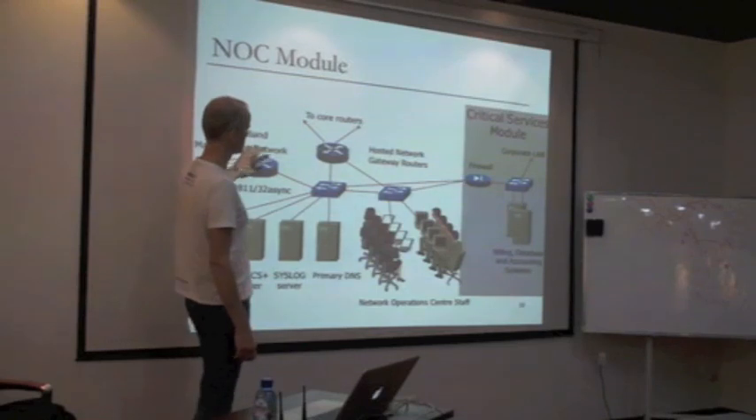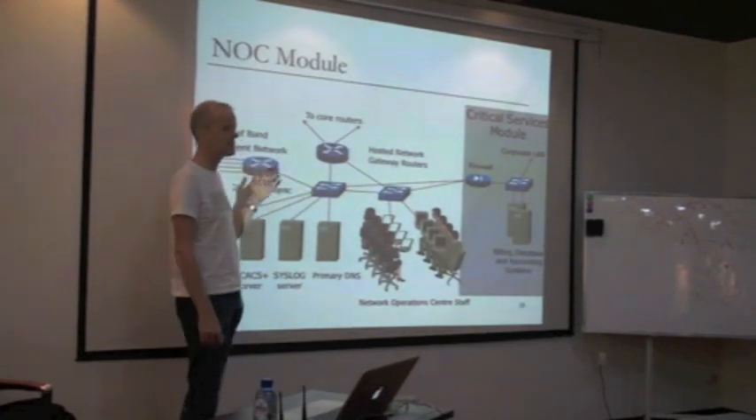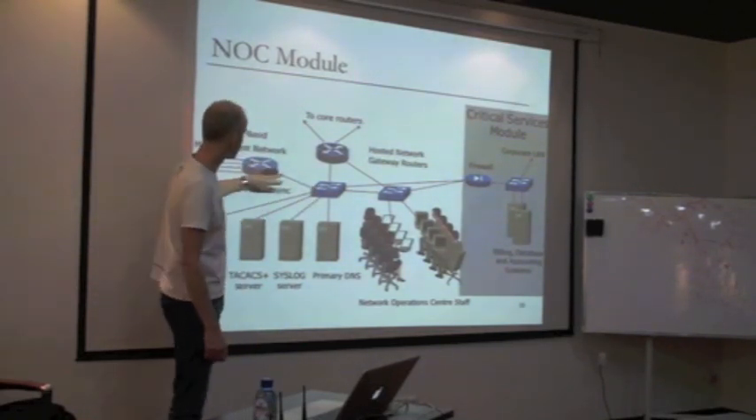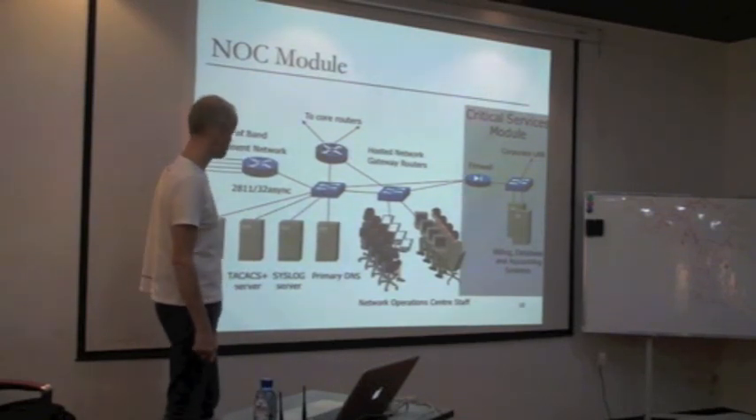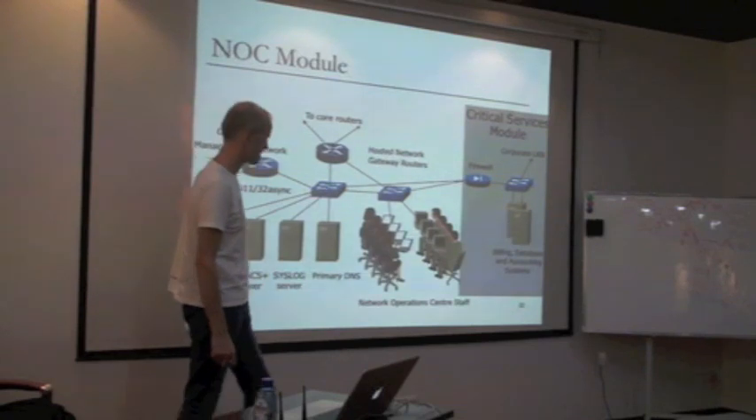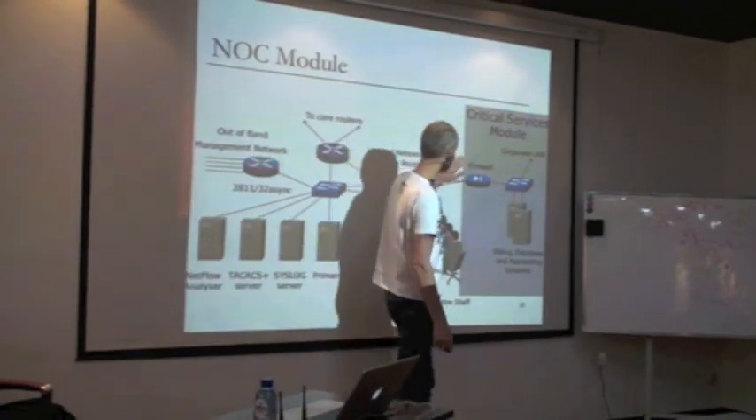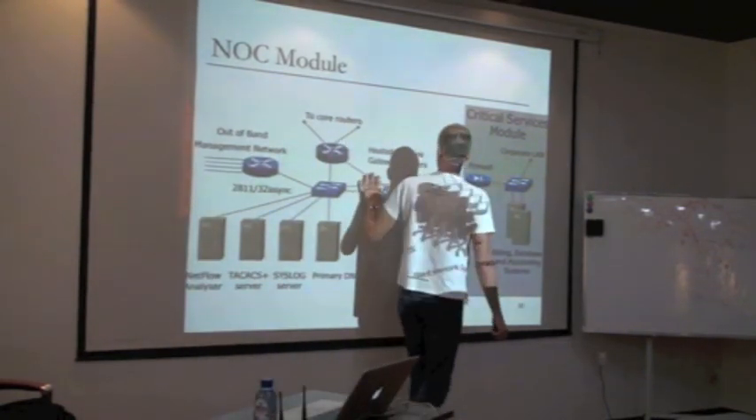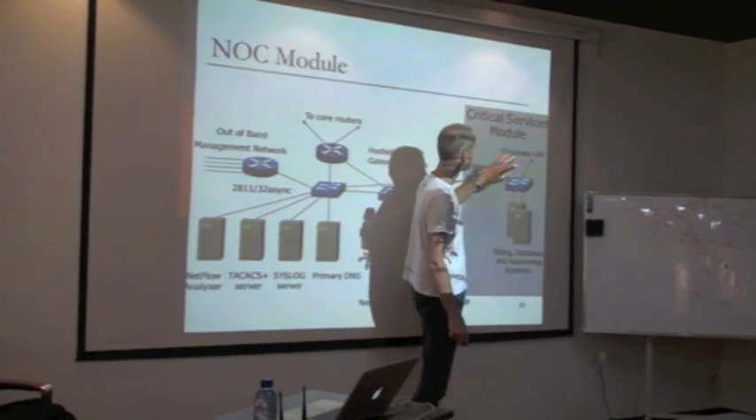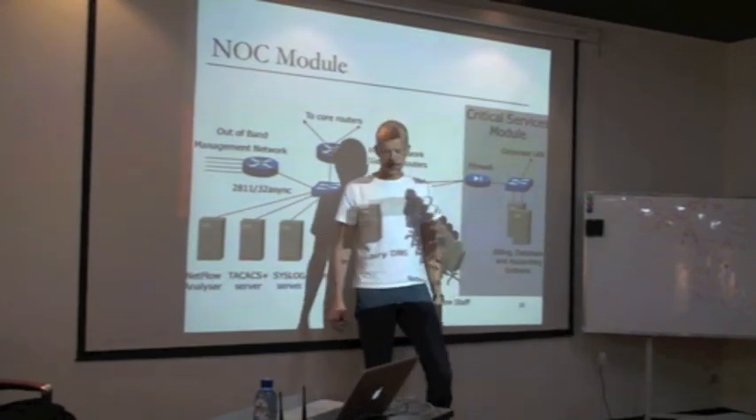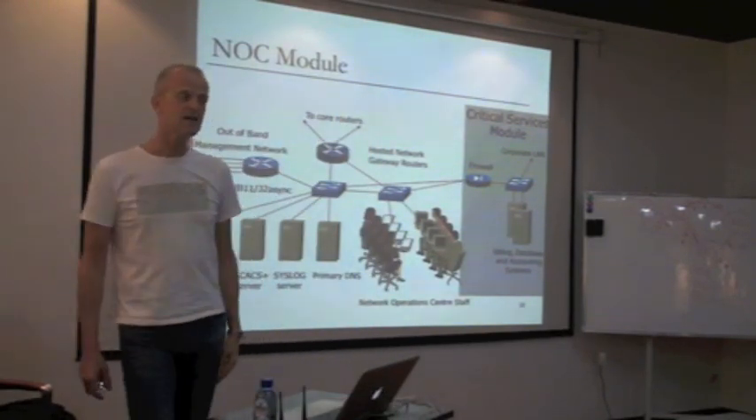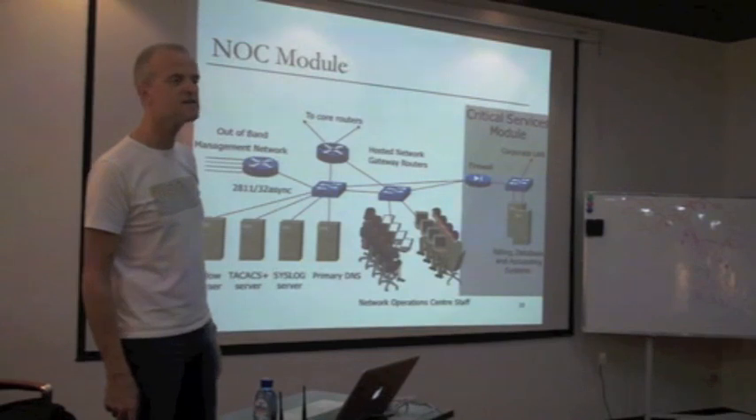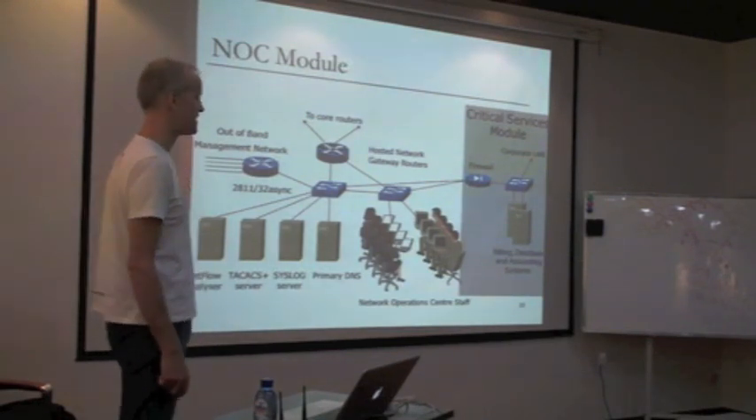Out-of-band management network, if your NOC is in the same building as the data center, good idea to have the out-of-band management network connecting to that router. We've got the firewall here. This firewall is connecting the network operations center to the corporate LAN. But quite often the NOC will need to look up the customer database. Customer database, of course, is inside the corporate network.